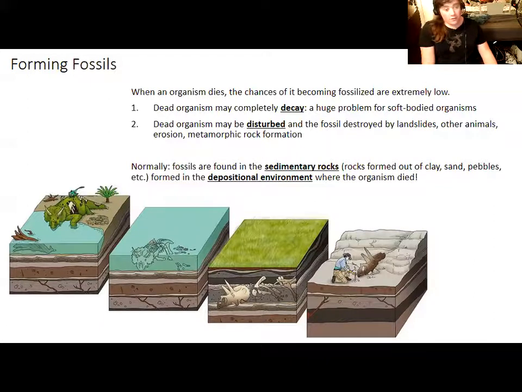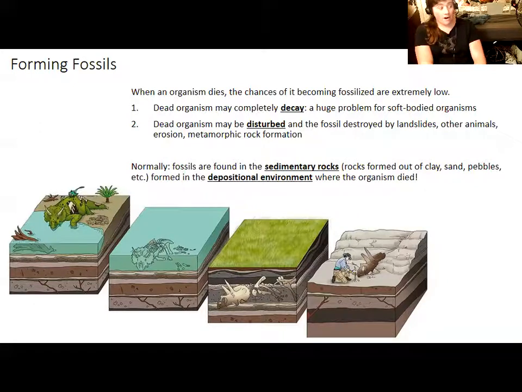Again, hard parts like bones or shells have the best chance of being preserved. And even the hard parts of an organism may completely decay. Bones can be completely eaten before they are preserved. Usually what happens is they get remineralized into a more durable mineral than the calcium phosphate that makes up our bones, and the exact shape is preserved. But that's another story. Even setting that aside, a skeleton can be disturbed by landslides or other animals, erosion, or, as I mentioned before, metamorphic rocks, if they form, can destroy any evidence of fossils.